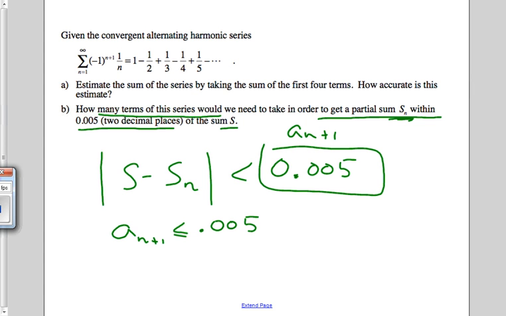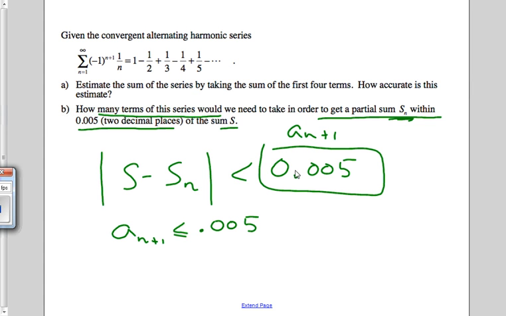Well, I just had a weird computer thing that the recording button didn't catch. So let me go back and make sure that we're clear on what's going on. It says how many terms of the series would we need to take in order to get a partial sum, s sub n, within 0.005, two decimal places, of the sum. So we want our approximation, s sub n, to be within 0.005. What we write is s minus s sub n. That's going to be our error. Our error, s minus s sub n, must be less than 0.005. That's the restraint that we're putting on.